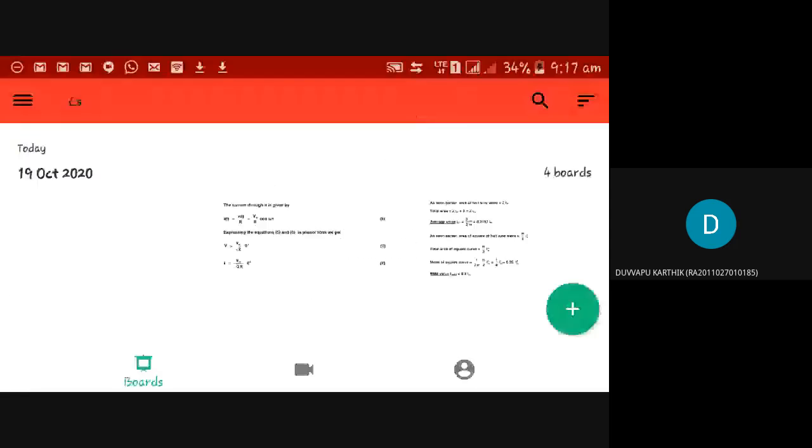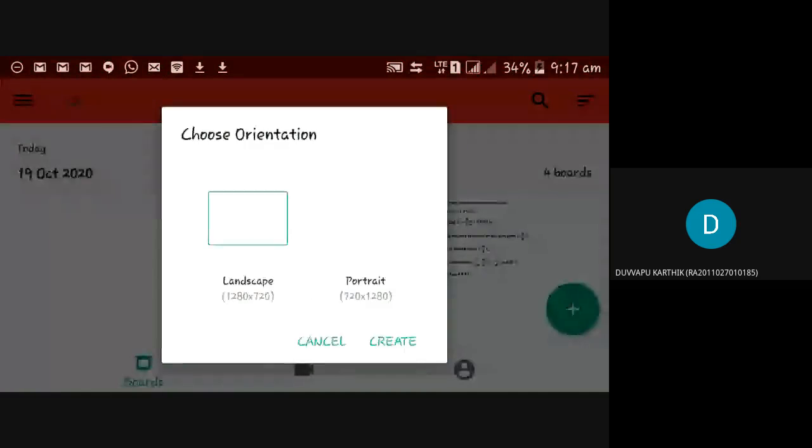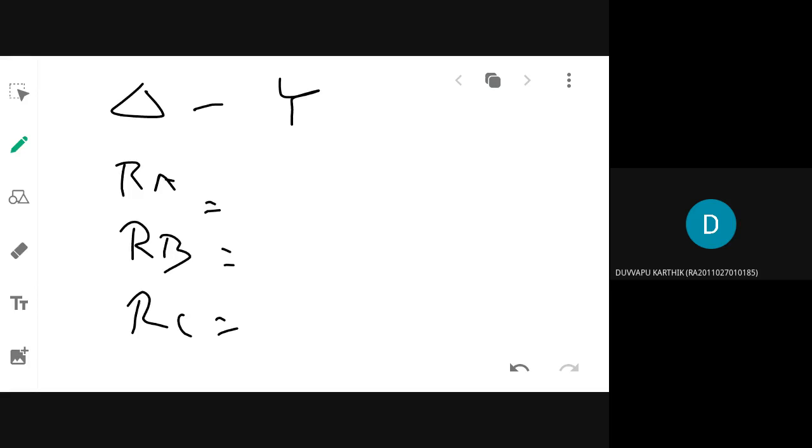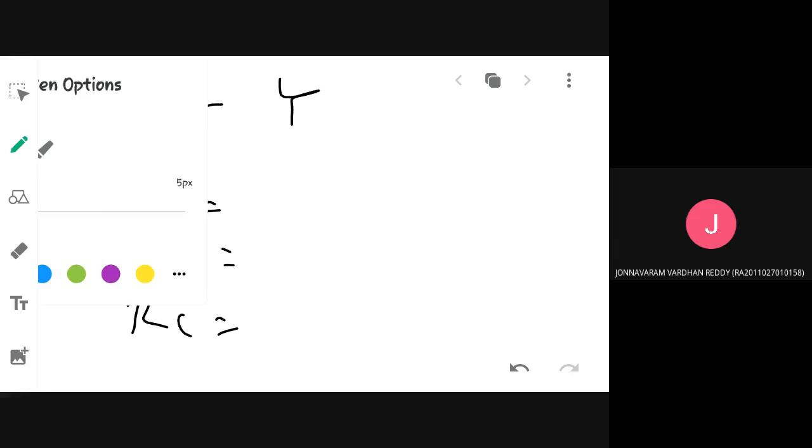Right. Again, one more time. Finally, just to summarize the formula, if you want to convert delta to star, what are the formulas that you want? RA given by, RB given by, RC given by. Tell me the formula that will close this topic. What is equal to RA?